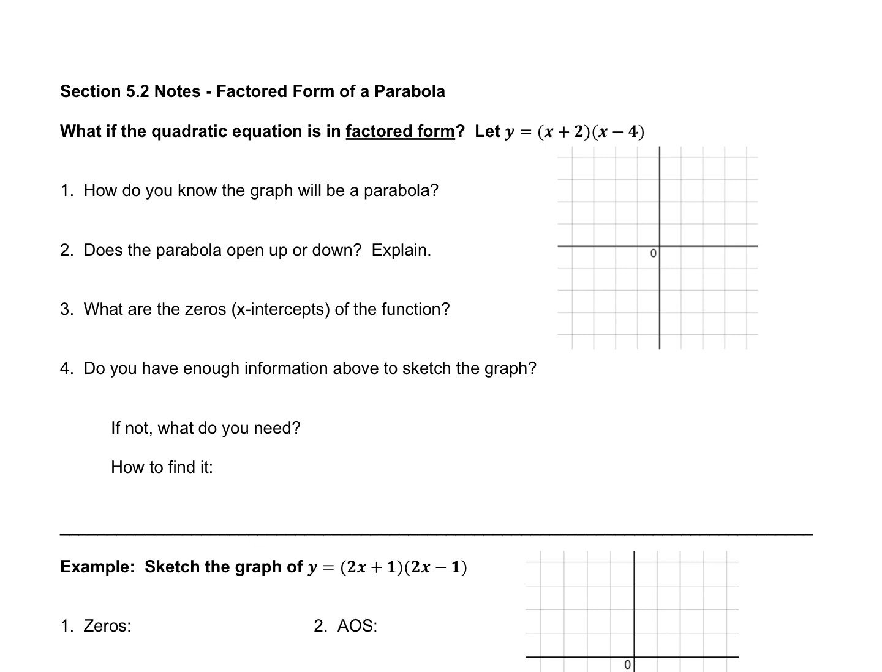And so it says, what if the quadratic equation is in factored form like this one here? It says y equals x plus 2 times x minus 4. So how do you know the graph will be a parabola? What does the equation have? An x squared, which is how many x's? 2. So although factored form doesn't have an x squared, it has 2 x's.